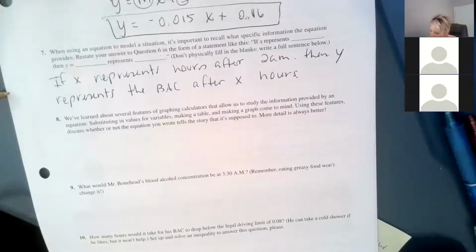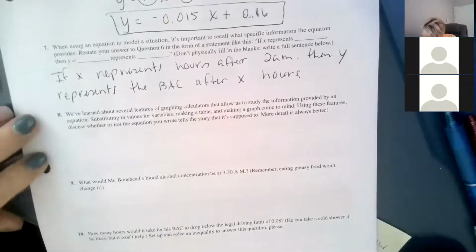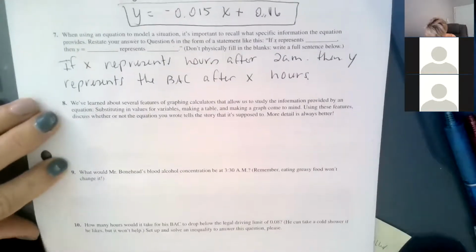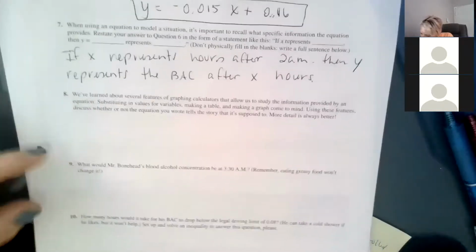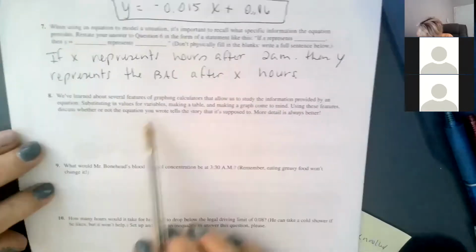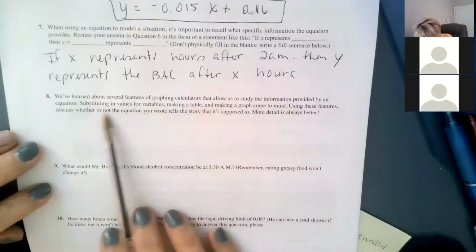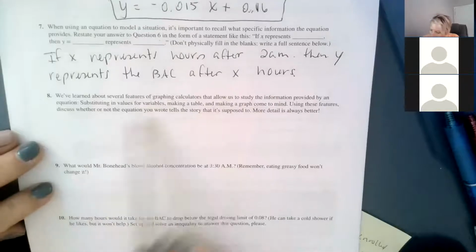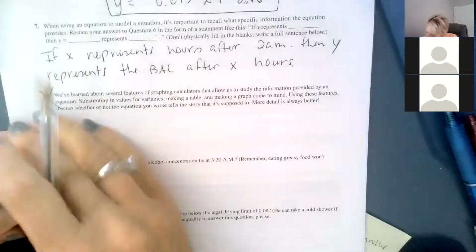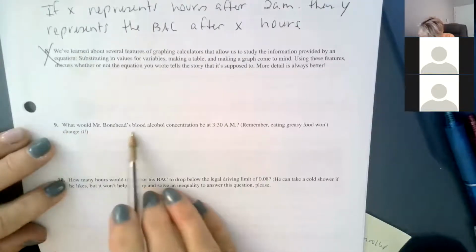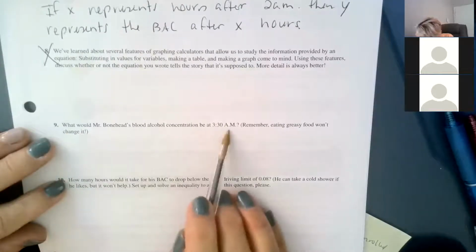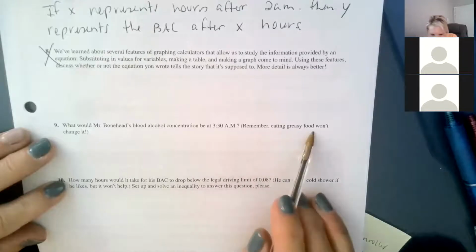Everybody with me so far? So let's answer 8, 9, and 10 so we can be done with this part. It says we've learned about several features of graphing calculators. We've already basically done this in Desmos. We've been doing a lot in Desmos. 9 says, what would Mr. Bonehead's blood alcohol concentration be at 3:30 a.m.? Remember, eating greasy food won't change it.